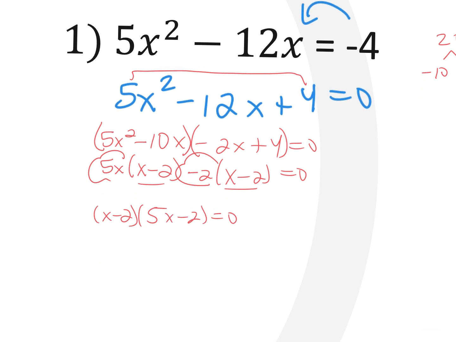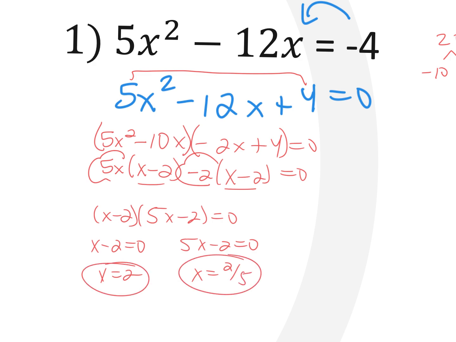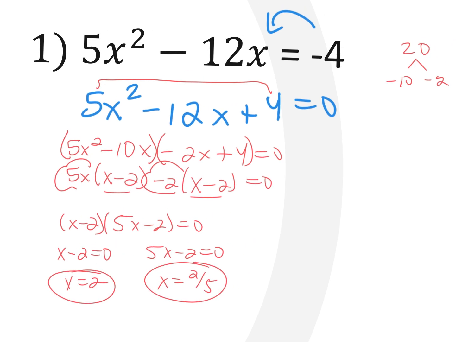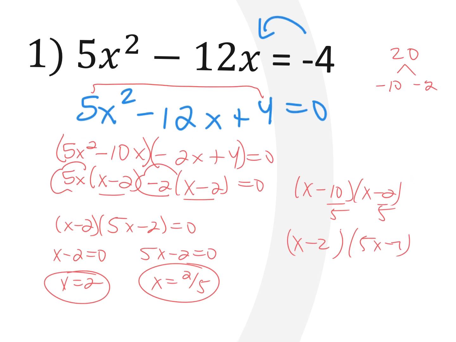And then what do I do with those 2 parentheses? Set them equal to what? Perfect. So x minus 2 equals 0 and 5x minus 2 equals 0. So I get x equals 2, and x equals what? Positive 2 over 5. Now, if you did it the other way that I do, you would just have x, minus 10, x minus 2, and then you're going to divide both sides here. So you get x minus 2 and 5x minus 2. Either way, guys, same thing. But remember, if you have a quadratic, you come out with 2 answers.